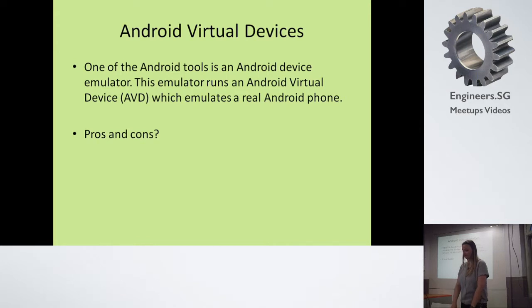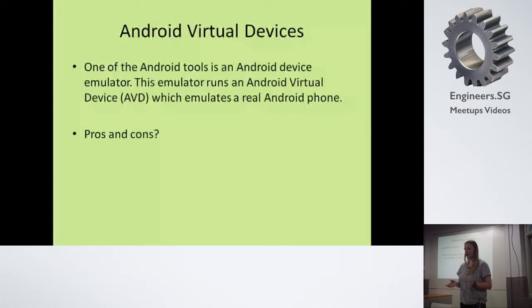The cons: there are certain things that you can't emulate using your virtual device. You can't emulate the camera, and you can't emulate GPS coordinates unless you've got GPS in your PC for some reason. Don't know if that's possible. Also, they're quite slow.